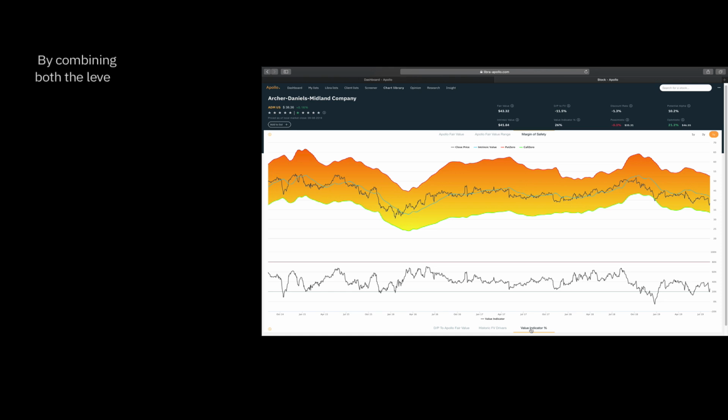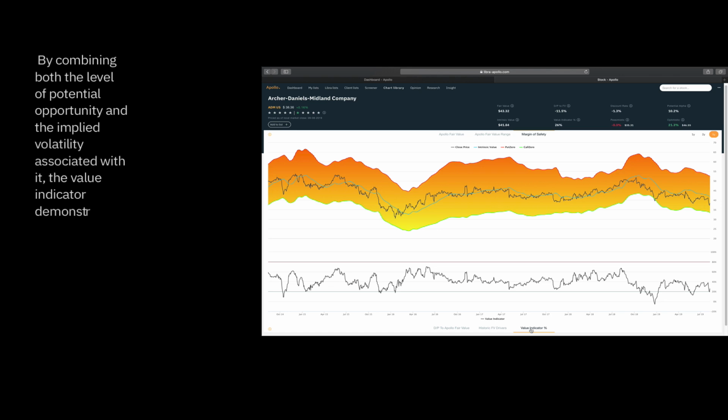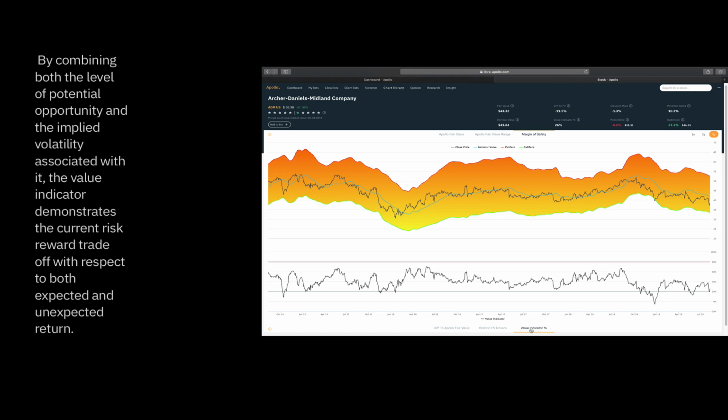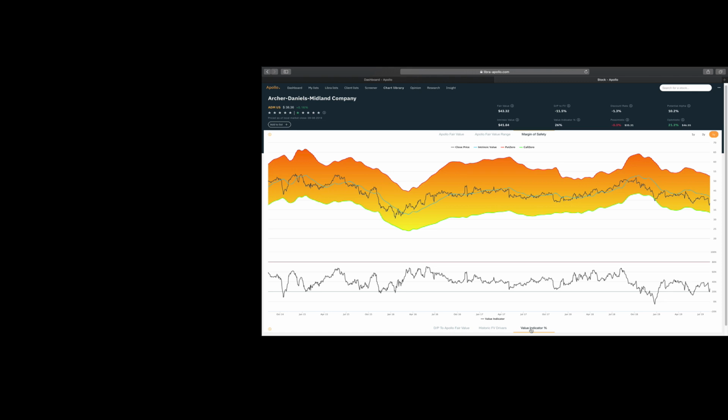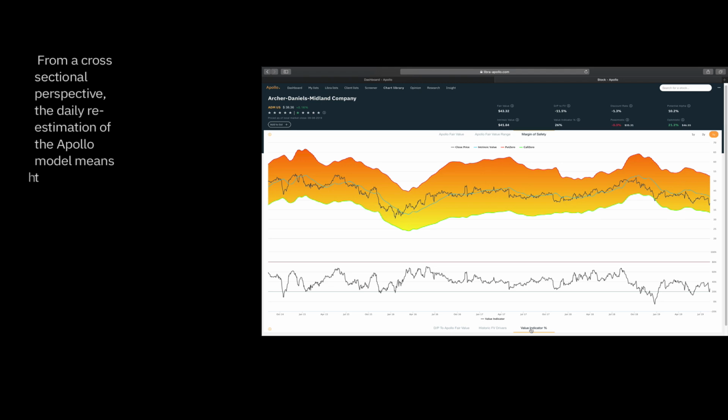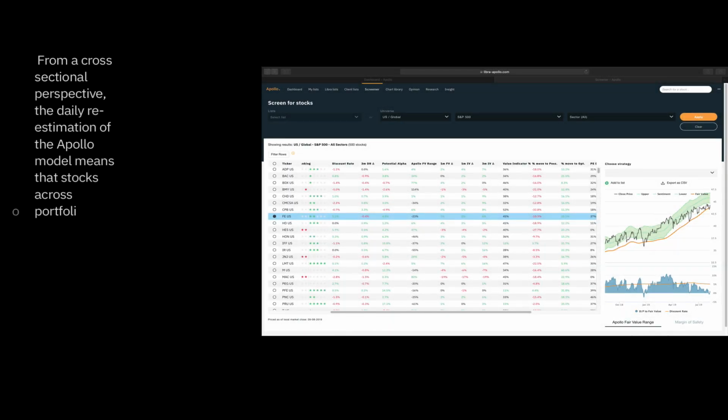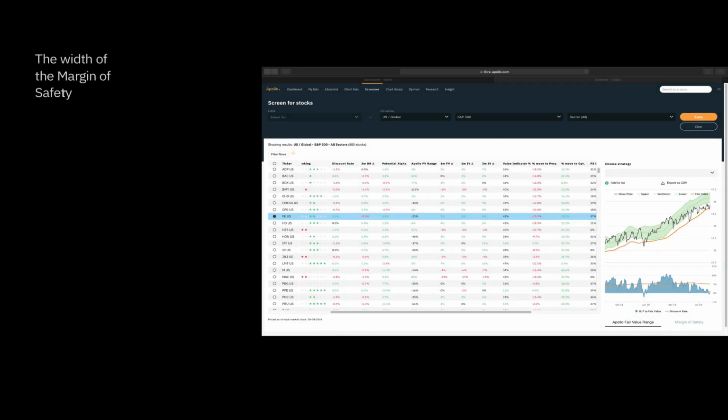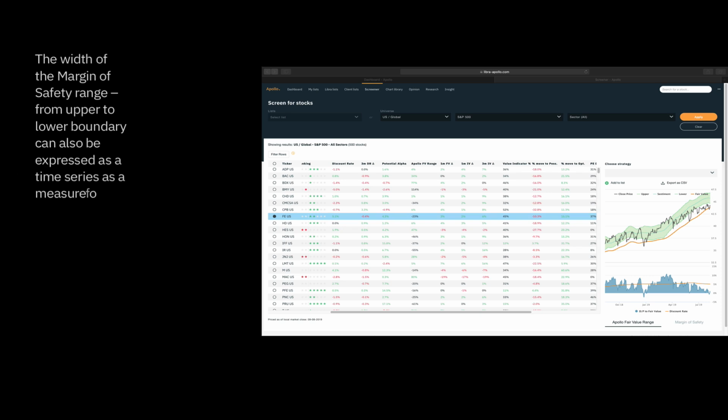By combining both the level of potential opportunity and the implied volatility associated with it, the value indicator demonstrates the current risk-reward trade-off with respect to both expected and unexpected return. From a cross-sectional perspective, the daily re-estimation of the Apollo model means that stocks across portfolios, sectors or markets can be dynamically ranked based on value. The width of the margin of safety range from upper to lower boundary can also be expressed as a time series as a measure of implied overall risk. This is the implied volatility.